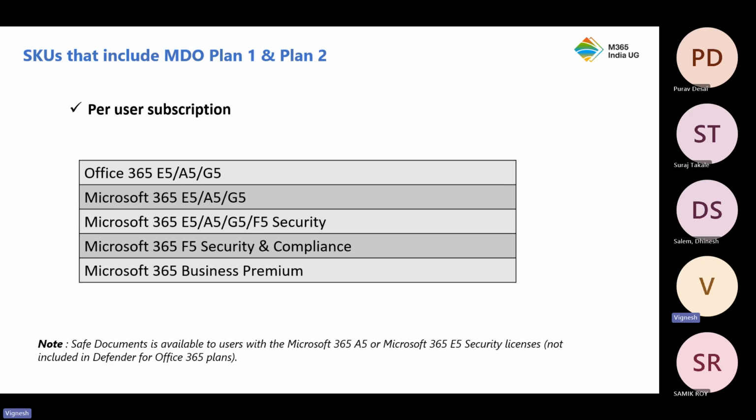Only then is he or she entitled to be secured by Defender for Office 365. So that means we have Office 365 E5, A5, or G5. If you're looking at Microsoft 365, you have E5, A5, and so on. These are all the different SKUs which give you the Plan 1 and Plan 2 capability. If you're more interested in which SKU gives you just Plan 1, right?